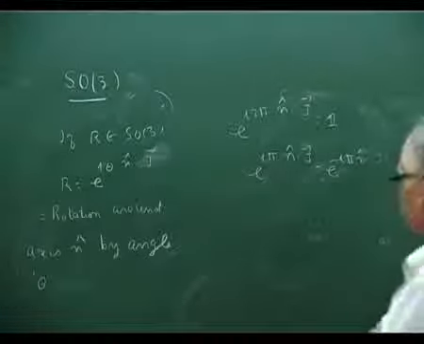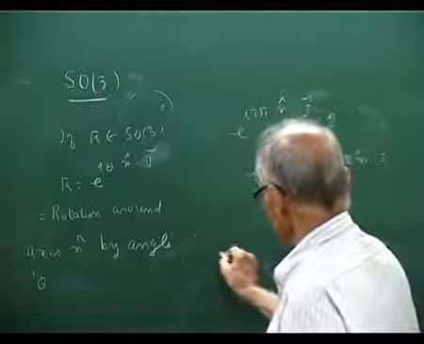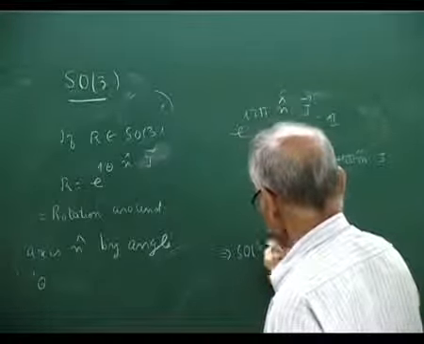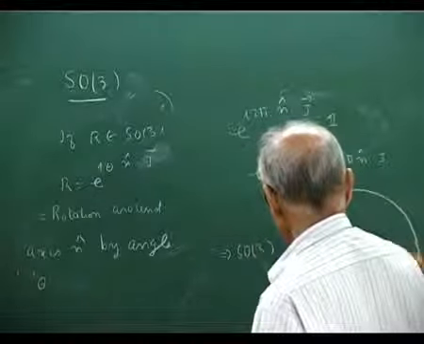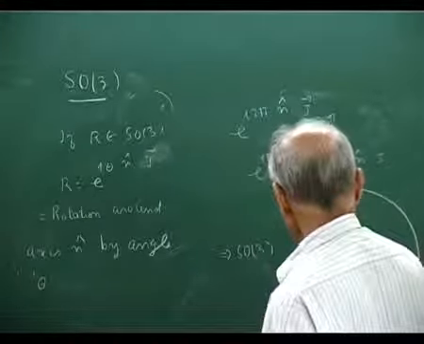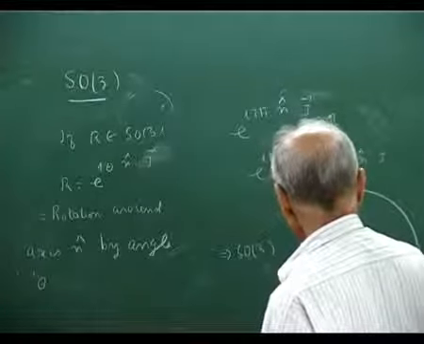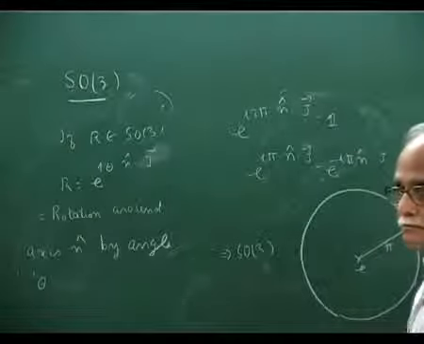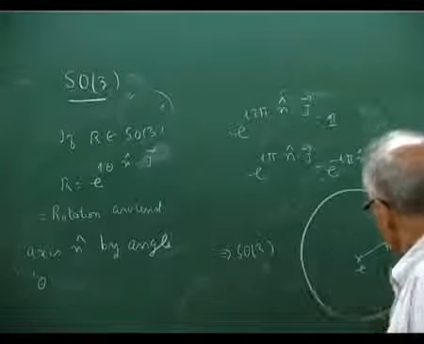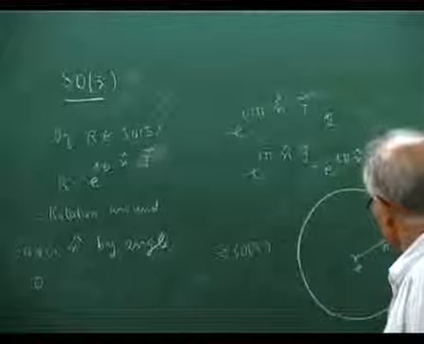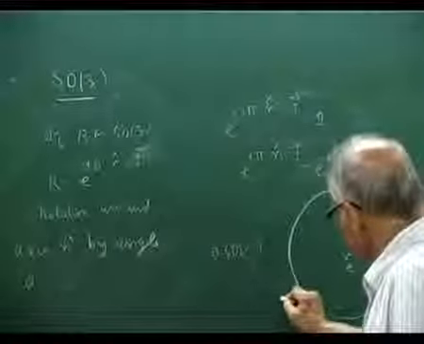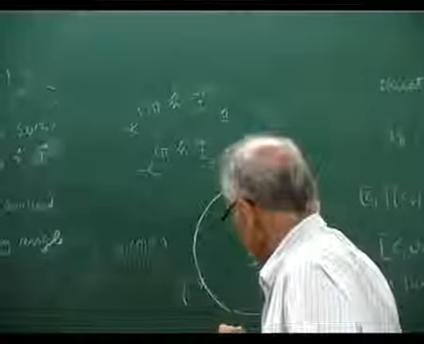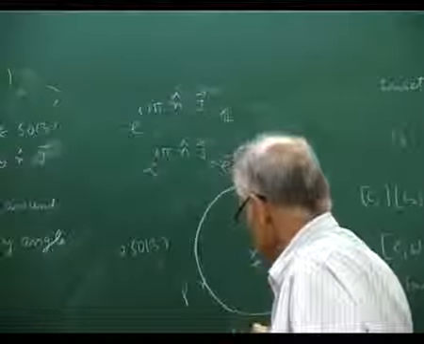So the picture is SO3 is a ball. I think we discussed this earlier. Of radius pi, right? But the two opposite points, this point here, P, and this point here, exactly opposite, P prime. So P equal to P prime in SO3.